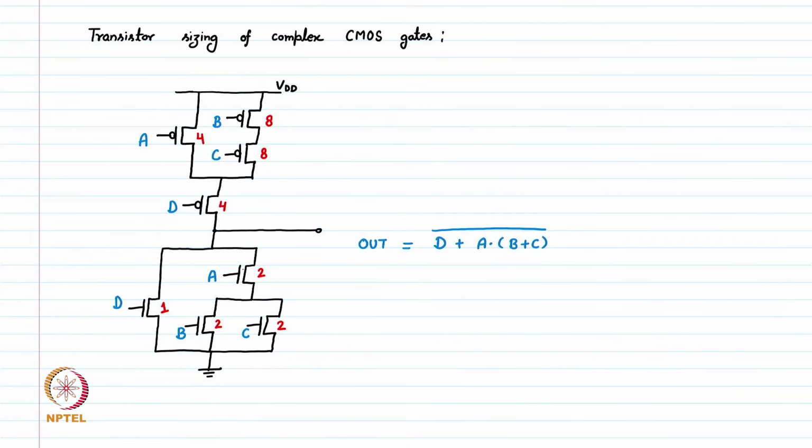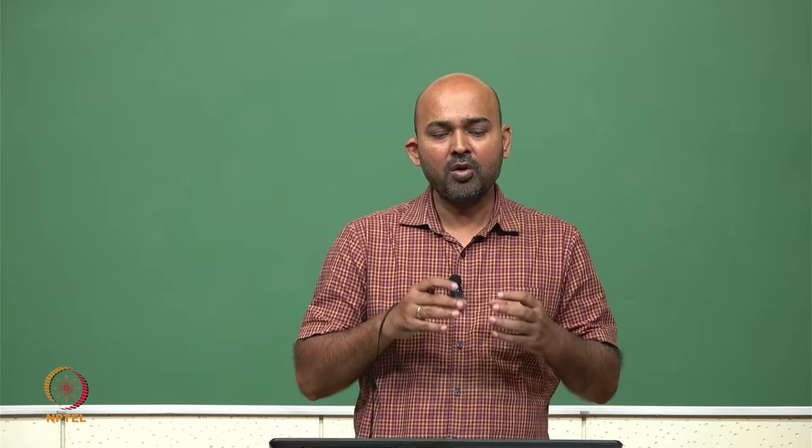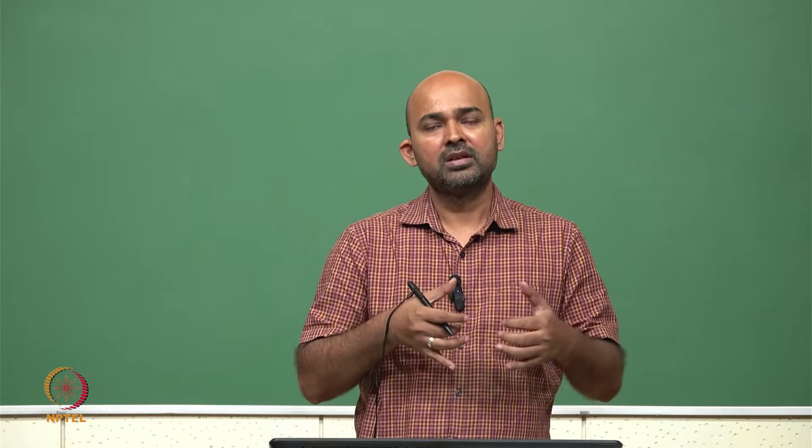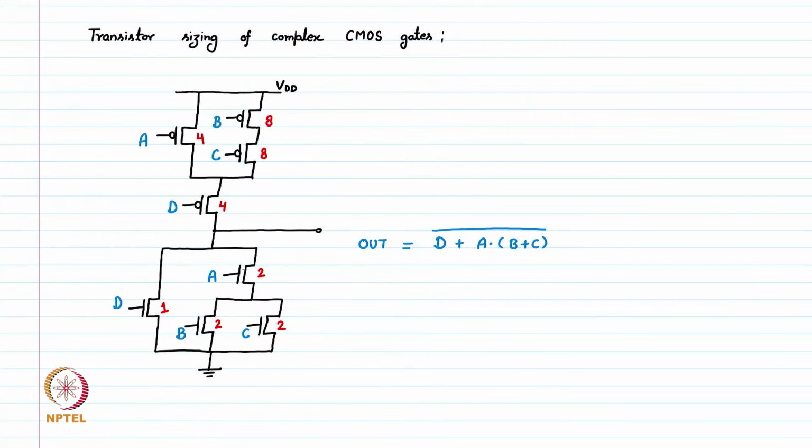Now, let us see another important parameter, which is the fan in of a logic gate. So, what is fan in? Fan in says how many inputs can be connected to a logic gate. For example, here we see we have 4 variables A, B, C and D. It means there are 4 inputs which can be connected to this logic gate, that is called fan in.